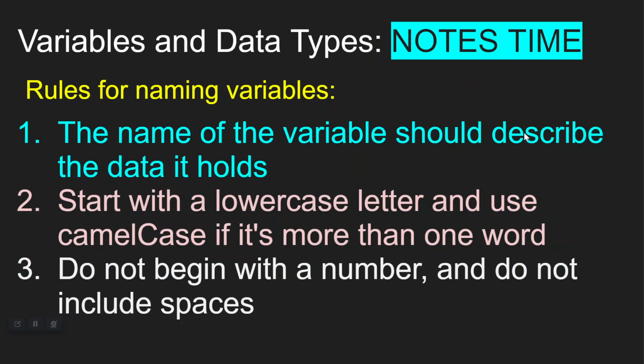Okay, let's go ahead and wrap this up. We've got some things that we need to keep in mind when we are naming variables. The name of the variable should describe the data that it holds. That's very important. Variable names should always be at least somewhat descriptive. They start with a lowercase letter and then use camel case if it's more than one word. Variables cannot begin with a number, and you don't include spaces when you are doing a variable name. If it's more than one word, again, you just use camel case.